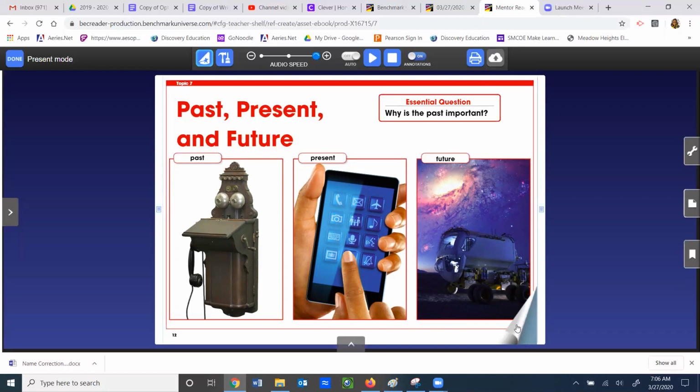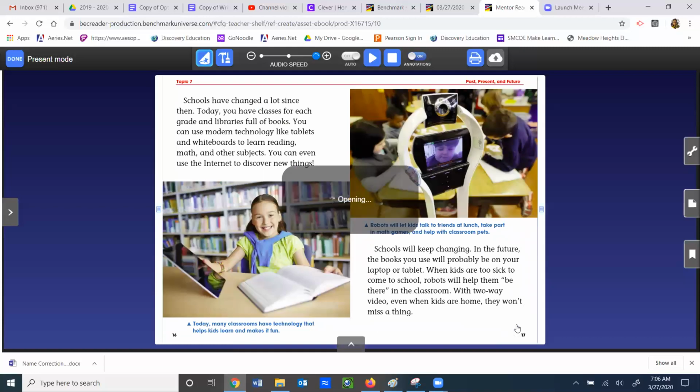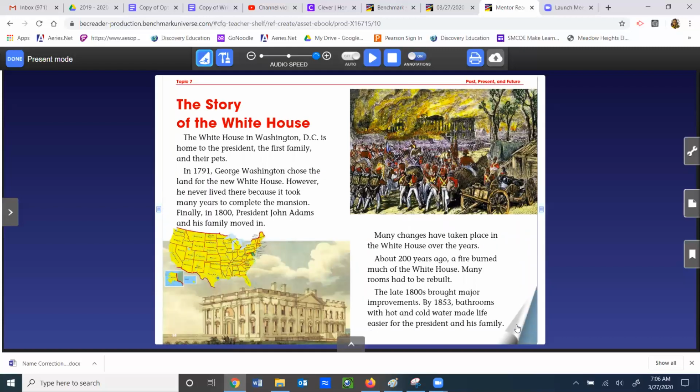All right, so we are going to be looking at two different stories. When you compare and contrast, you take two different things and you talk about how they are similar and how they are different. Today the things that we're comparing are two stories, School Days and the story of the White House.